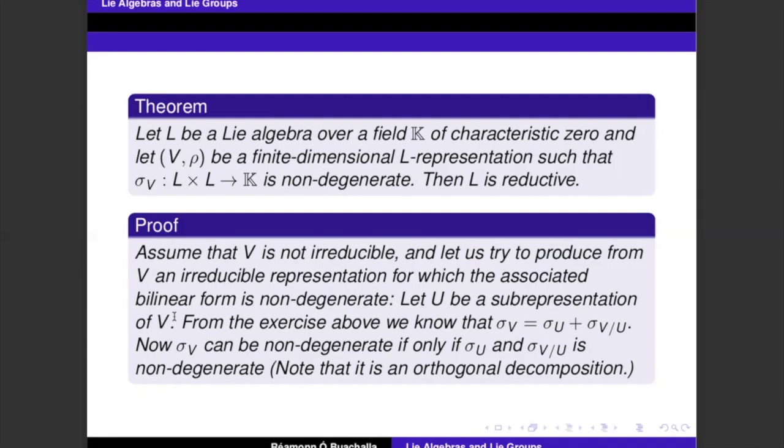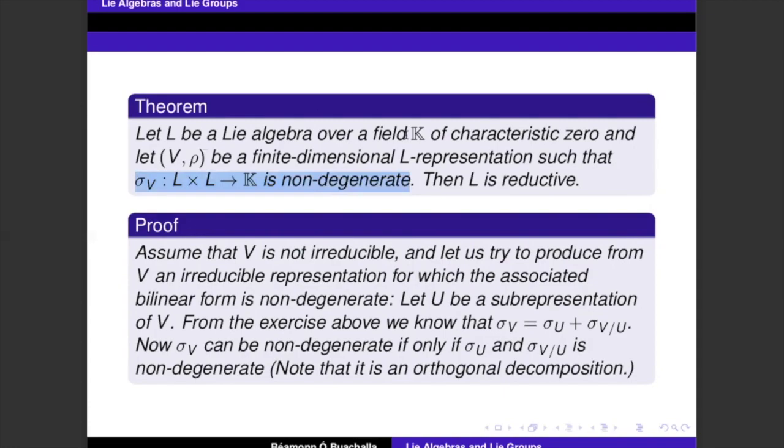Okay, so enough philosophy. Here is the statement of the theorem. Let L be a Lie algebra over a field K of characteristic 0, and let V, rho be a finite dimensional representation of L, such that the associated bilinear form is non-degenerate. If we have this, then we can immediately conclude that our Lie algebra L is reductive. So it doesn't have to hold for all representations. You just have to find one finite dimensional representation such that the associated bilinear form is non-degenerate, and then you can conclude that L is reductive.